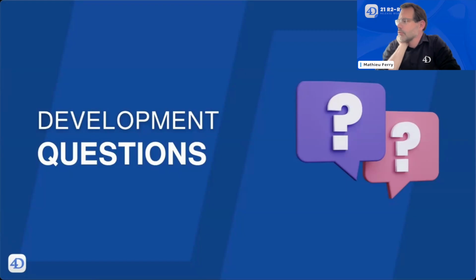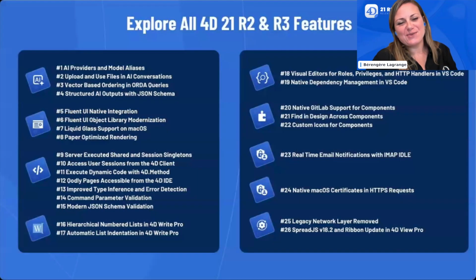But I really recommend everyone interested in AI coding to read this blog post. The features we covered today are only part of what's included in 4D21, R2, and R3. That includes a few enhancements we didn't have time to cover today, such as automatic list indentation in 4D Pro, the removal of the legacy network layer with automatic migration to ServerNet and QUIC, and the latest Spread.js 18.2 updates in 4D View Pro.